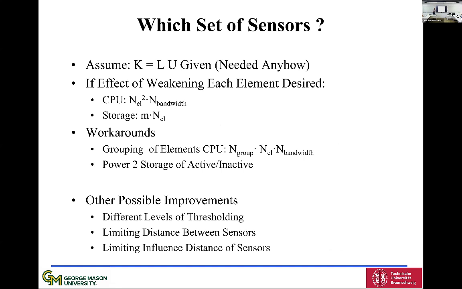Okay. So of course, if you want to have the effect of what each element in the mesh is doing, then you end up with an algorithm that is of order n squared times the bandwidth. Yeah. And the storage that you need would be the m sensors times the number of elements. That can also be high.